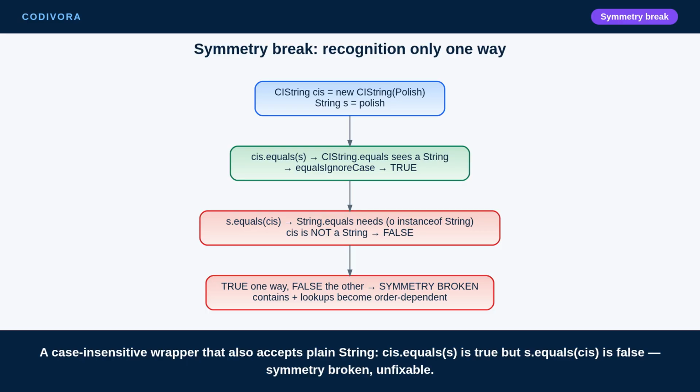Here is the first law experienced engineers still break: symmetry. If a.equals(b) is true, then b.equals(a) must also be true. Picture a case-insensitive string wrapper that tries to be helpful and also accept a plain string. Our wrapper's equals with the string "polish" returns true, but the plain string's equals with the wrapper returns false, because String only recognizes other Strings and it will never recognize your class. True one way, false the other. And you cannot fix it because you do not own String.